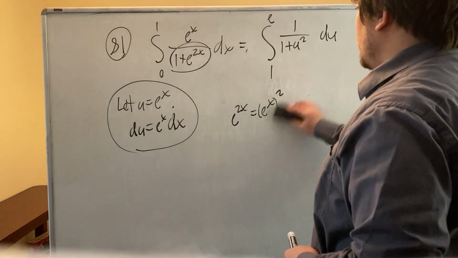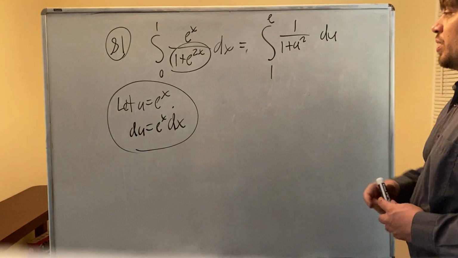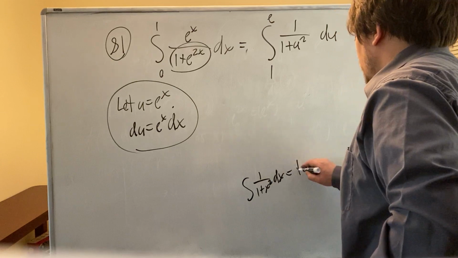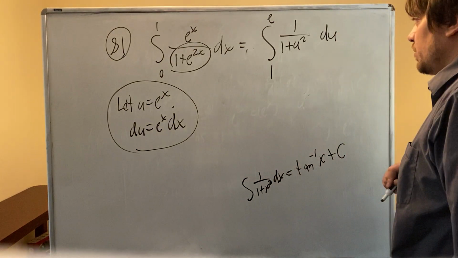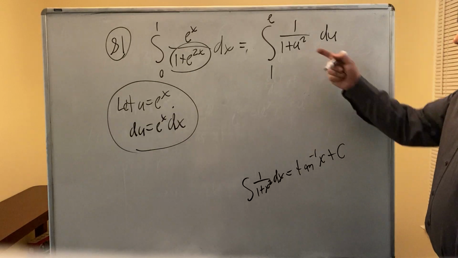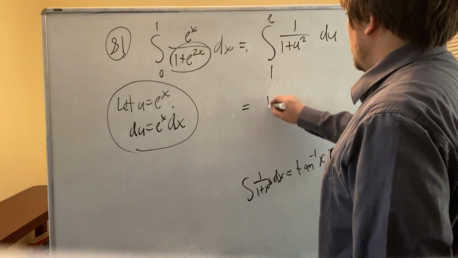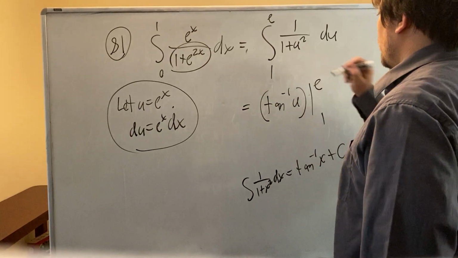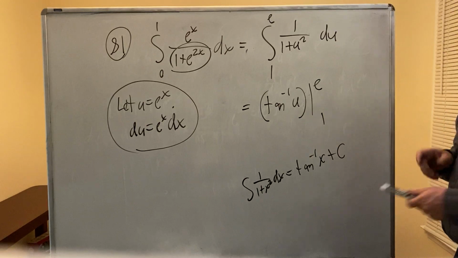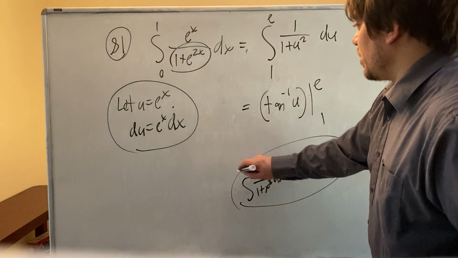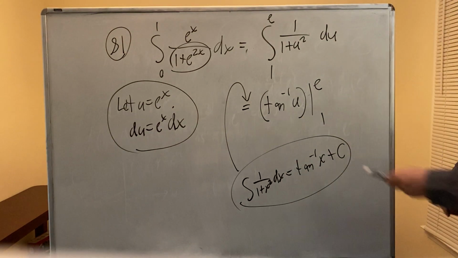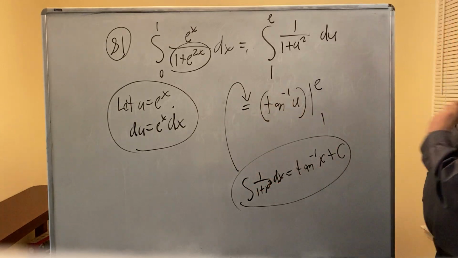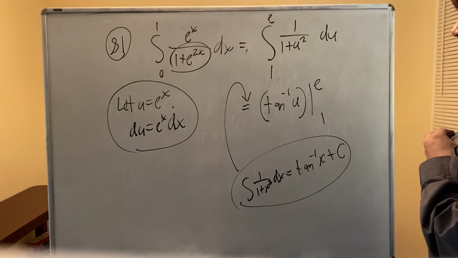So this is equal to the definite integral from 1 to e of 1 over 1 plus u squared du. And this works perfectly because we can use the fact that the integral of 1 over 1 plus x squared dx is equal to tan inverse x plus c, but instead for u. So this tells us that it equals tan inverse of u evaluated from the lower limit 1 to the upper limit e. The justification for saying this equals this is this equation.